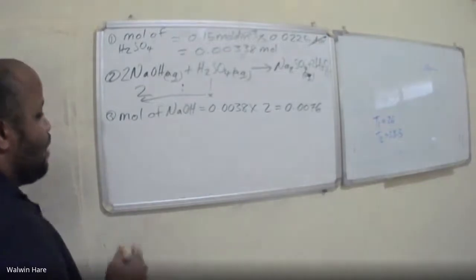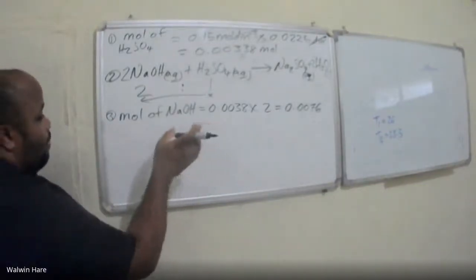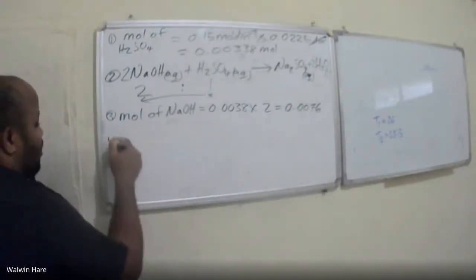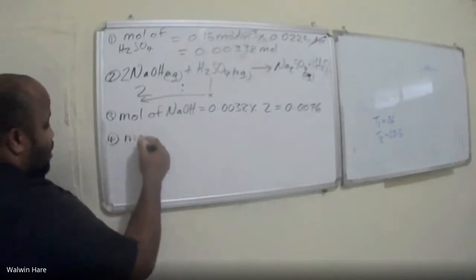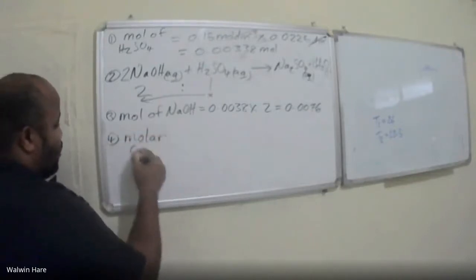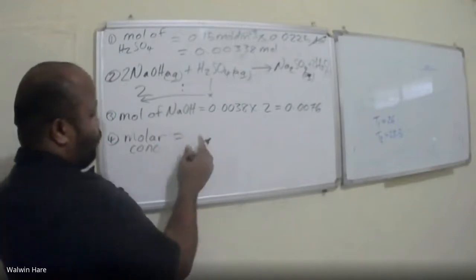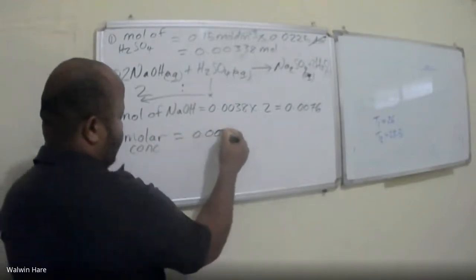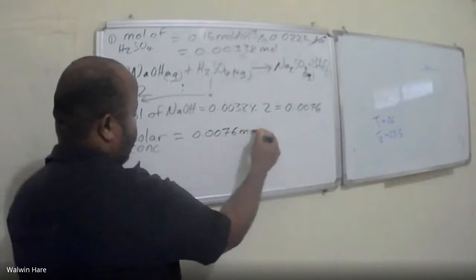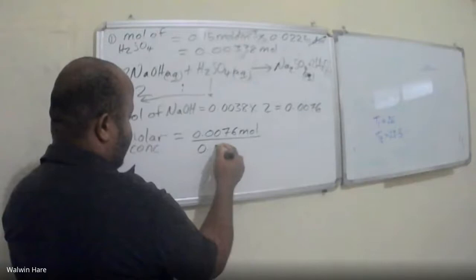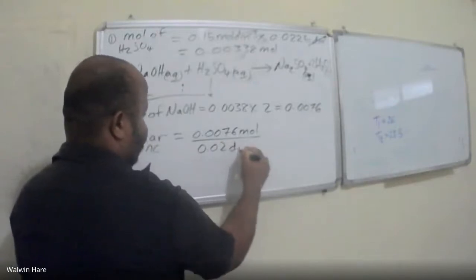So once we have the mole of the sodium hydroxide, we can go ahead and calculate the molar concentration. What was the volume of sodium hydroxide again? 20. All right. So that's 0.02 dm cube.